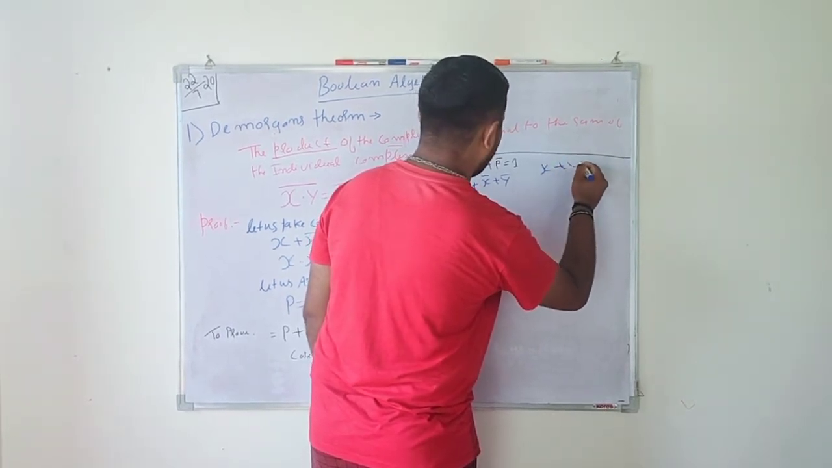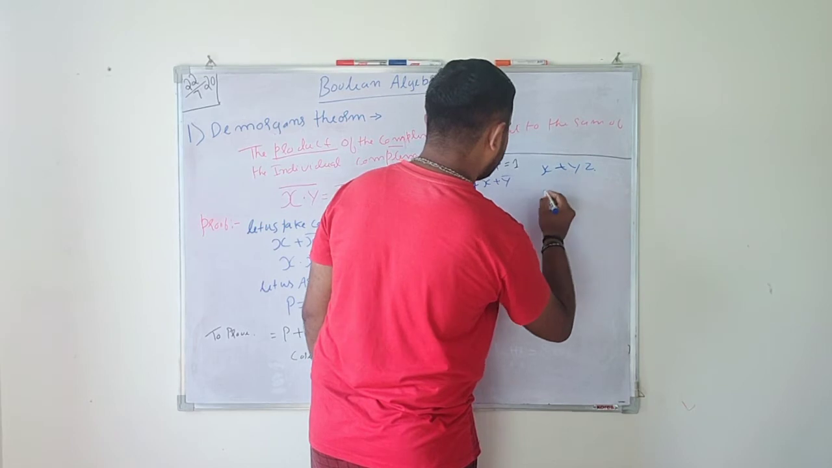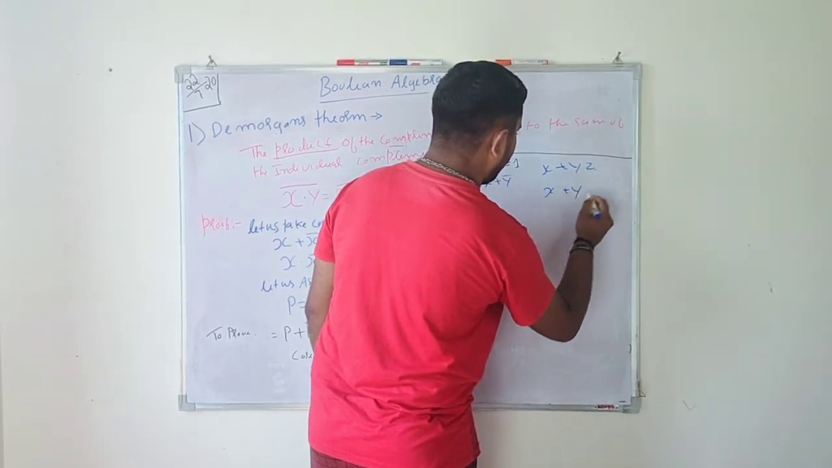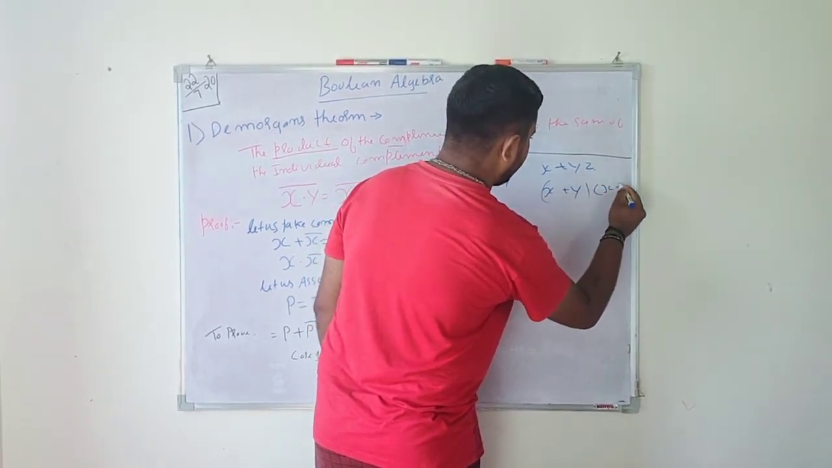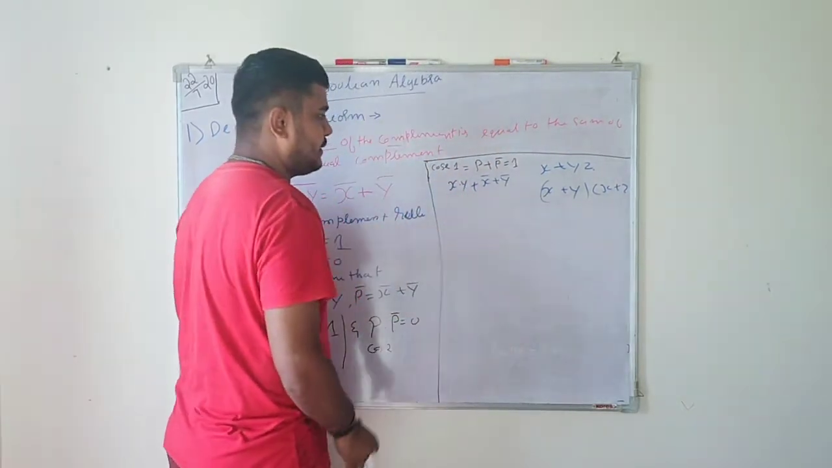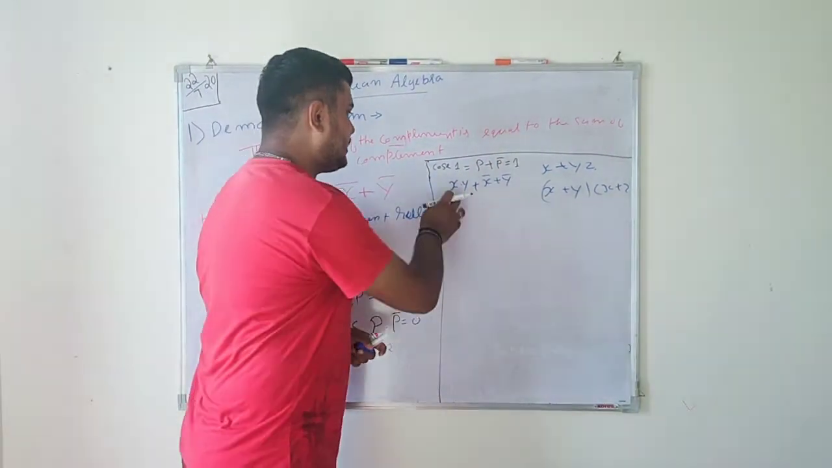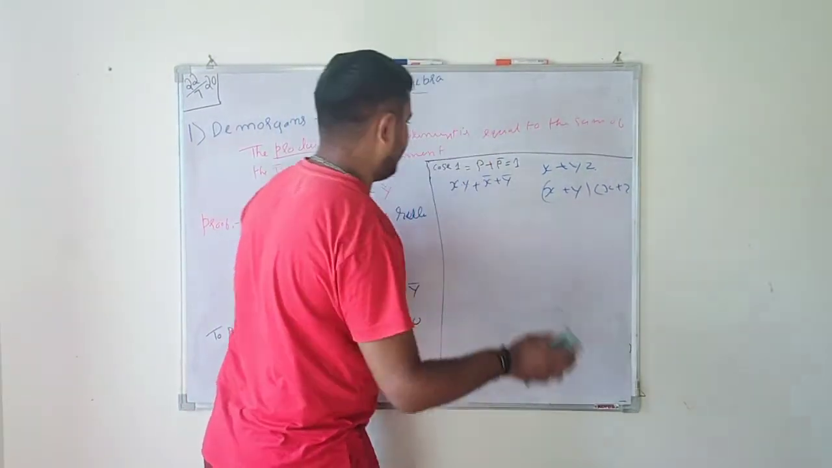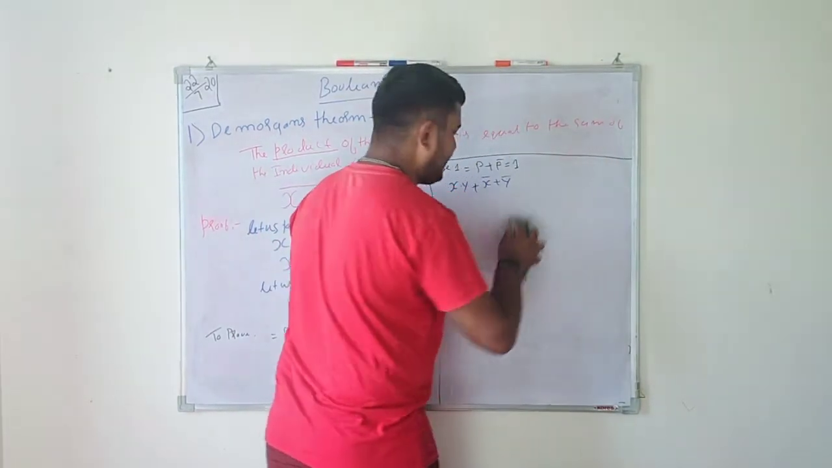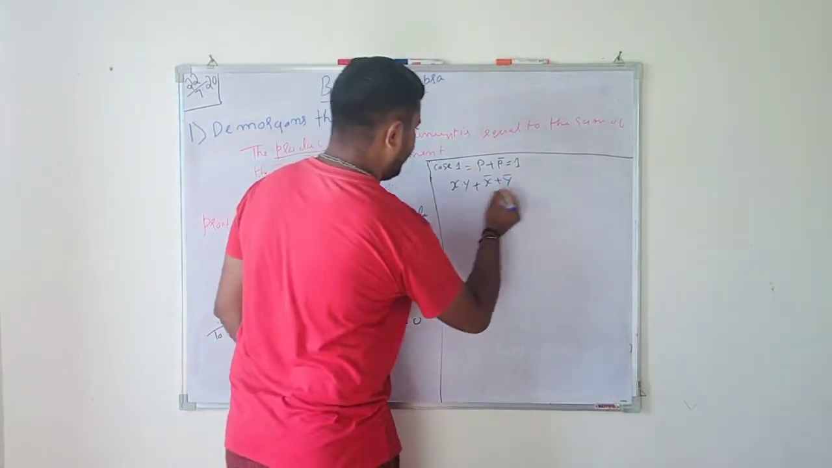X plus yz, right? What does it say? X plus y into x plus z. Okay. Now we should apply that theorem in here. So how do I apply that? Now to apply, I am going to use the De Morgan theorem.